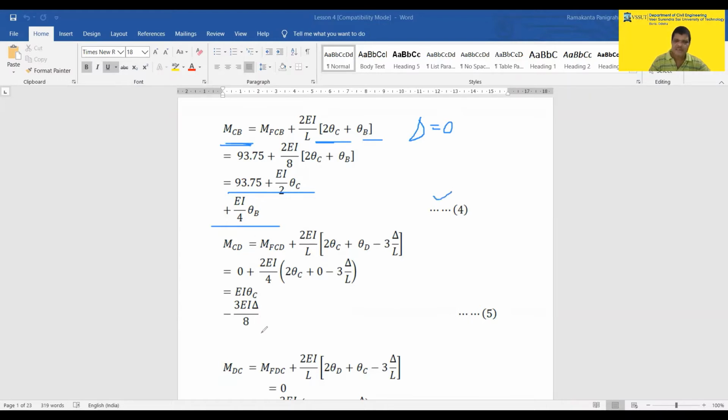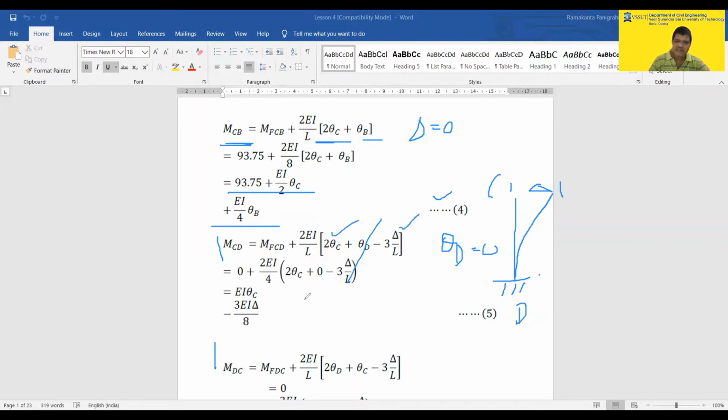We will find MCD and MDC. Now for MCD and MDC, you go to the DC span. This is the D, this is the C, and there will be a sway here. This column will sway by the amount of delta. So the delta is there, and theta D is equal to 0. There is no slope at D because it is fixed. So now theta D becomes 0, but the delta value will be there.